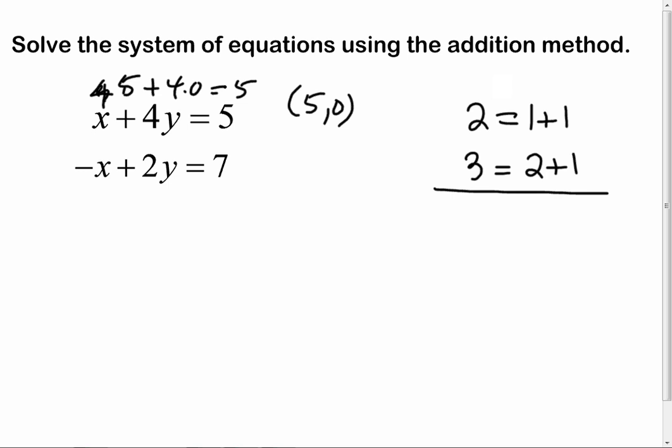Okay, I'm just going to show you a property here, though. Do you believe that 2 is equal to 1 plus 1 and 3 is equal to 2 plus 1? Do you believe that? Well, if these things are equal and these are equal, you can add vertically. What's 2 plus 3? 5. And if I add this, it's 1 plus 1 plus 2 plus 1.